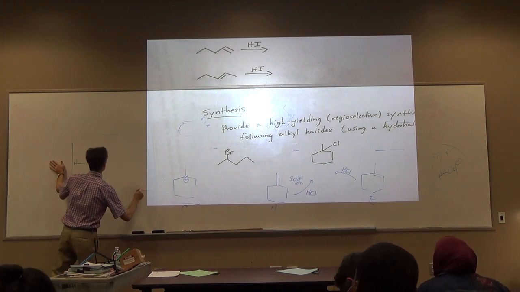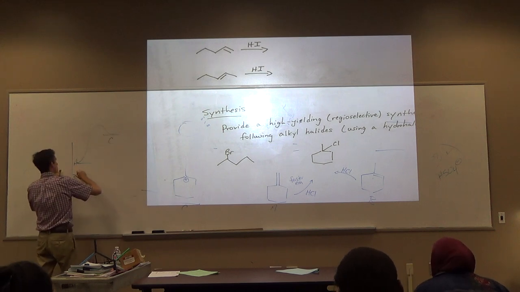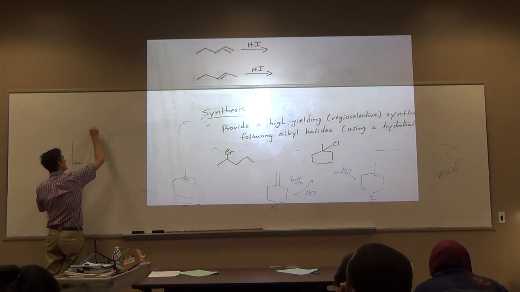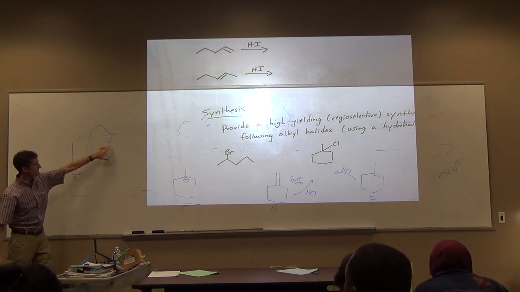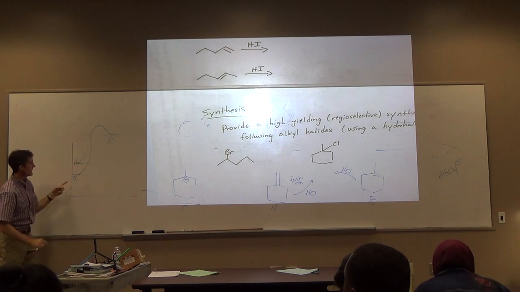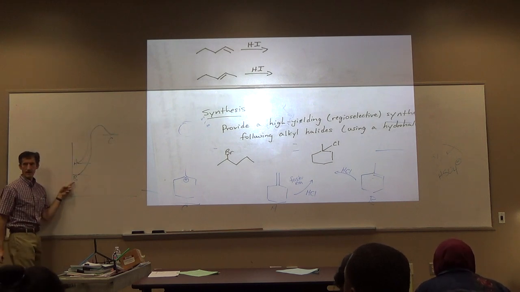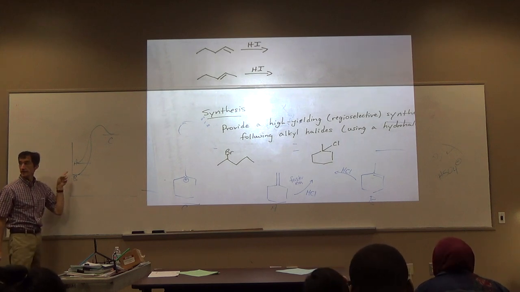And then they go to product, but here's C. At some point, A and B become C. At some point along the transition state, they become the same thing. Which is going to get to C quicker, A or B? A, less activation energy.